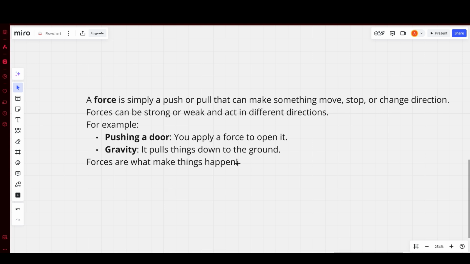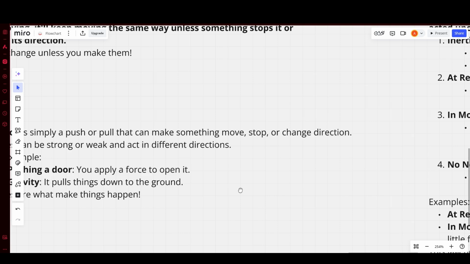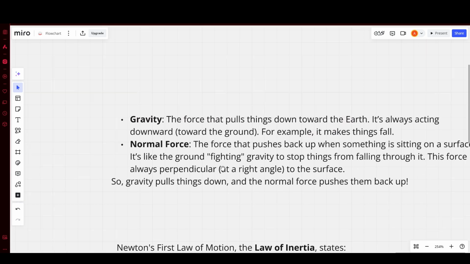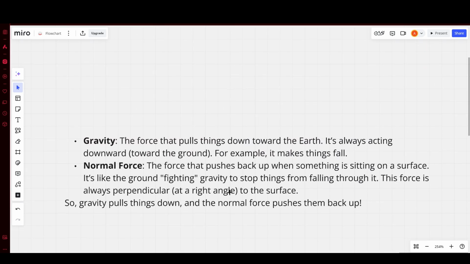Now let's talk about types of forces. We're going to keep it super basic for now. We have the gravitational force, which is just the force that pulls things down towards the earth. It's always acting downward into the ground. And basically, imagine this: you throw a ball up in the air. The reason it comes down is because of gravity. Earth's gravitational force is pulling it down into the ground.